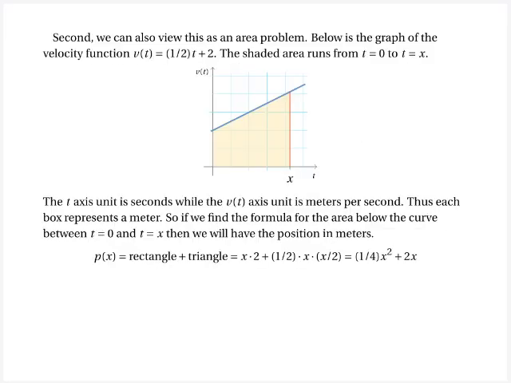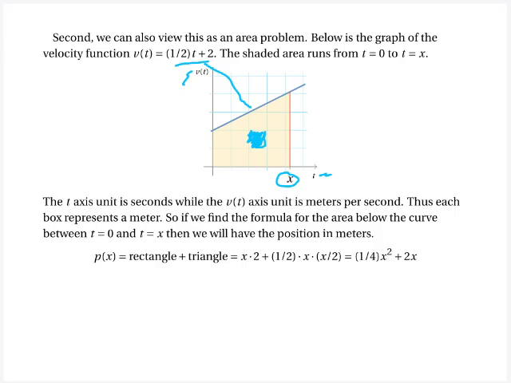Second, we can also view this as an area problem. So I've got a graph there of v of t equals 1/2 t plus 2. 1/2 t plus 2, that's this function right here. And the shaded area runs from t equals 0 to t equals x. You see the x there? Do you see that that's the t-axis and the v of t-axis? The t-axis units are in seconds, and the v of t-axis units are in meters per second. So if you look at any one box, you're multiplying seconds times meters per second, so that box is a meter.